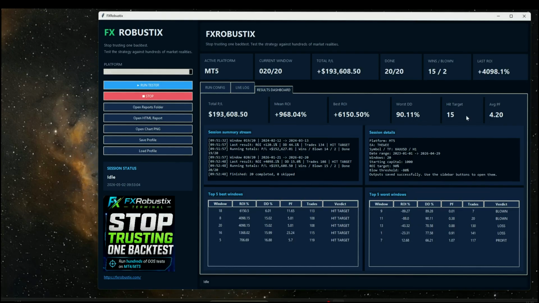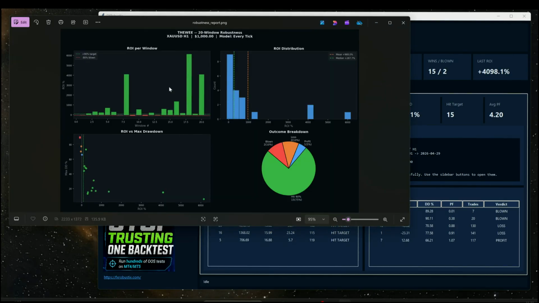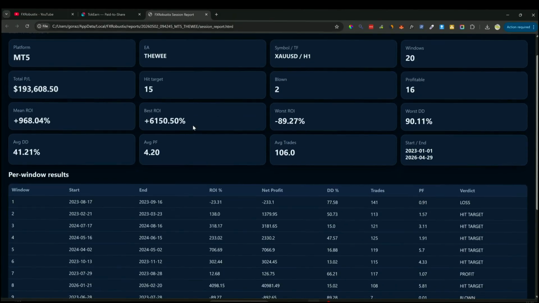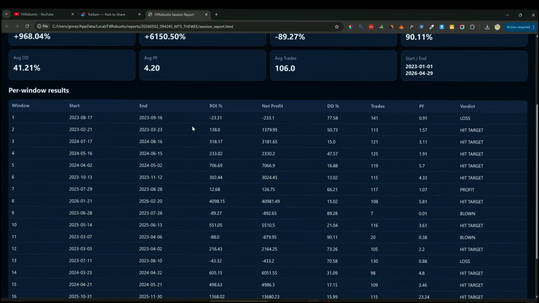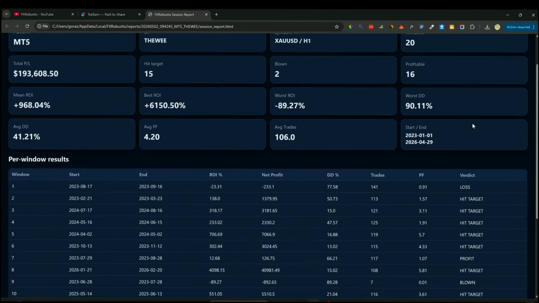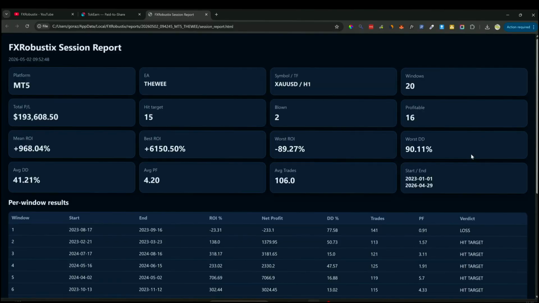This is how you find robots that are actually worth testing further, not by trusting one perfect equity curve, not by hoping, but by running many out-of-sample tests and seeing if the edge repeats. This report is powerful because even after losses and blown accounts, the total result is still massively profitable. That is the logic. Small accounts, aggressive settings, target 100% or more, withdraw profit, repeat. If the robot doubles accounts more often than it blows them, then the math can work. And FXRobustix helps you find exactly those robots.